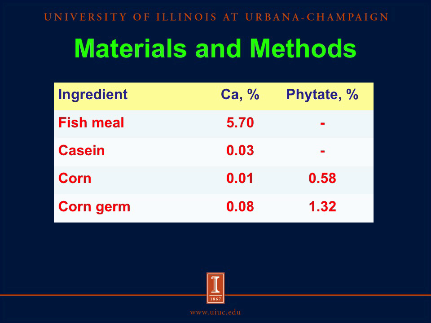In this experiment, we used fish meal that contained 5.7% calcium, and we included casein as the protein source because it only contains 0.03% calcium and does not contain phytate. We used corn and corn germ as our phytate sources, and corn only contains 0.01% calcium, and corn germ contains 0.08% calcium.